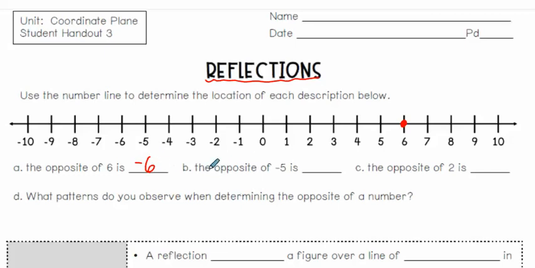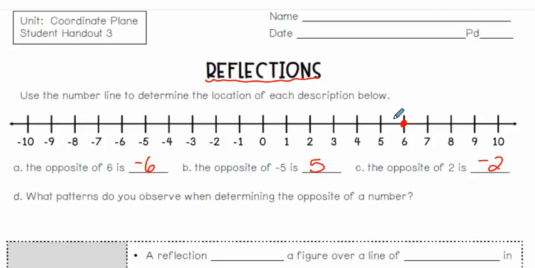What's the opposite of -5? What's the opposite of 2? You do that for me. All right, the opposite of -5 would just be +5. And the opposite of 2 would just be -2.